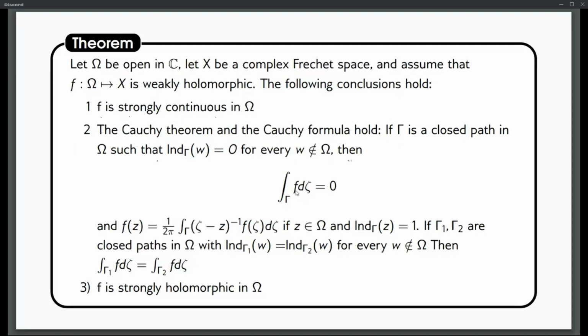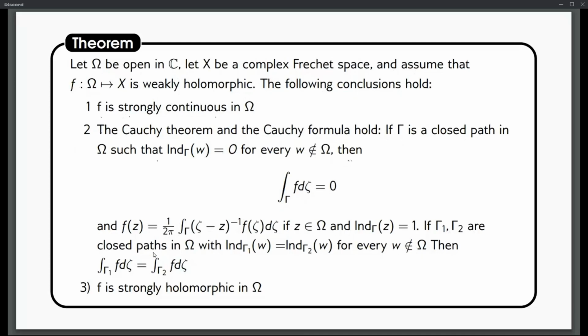Then the integral over gamma of f d zeta is going to be equal to 0, and f of z is going to be 1 over 2 pi i times the integral over gamma of zeta minus z inverse f of zeta d zeta, if z belongs to omega and the index is equal to 1. And if gamma 1 and gamma 2 are closed paths in omega, then the indexes are equal for every omega.